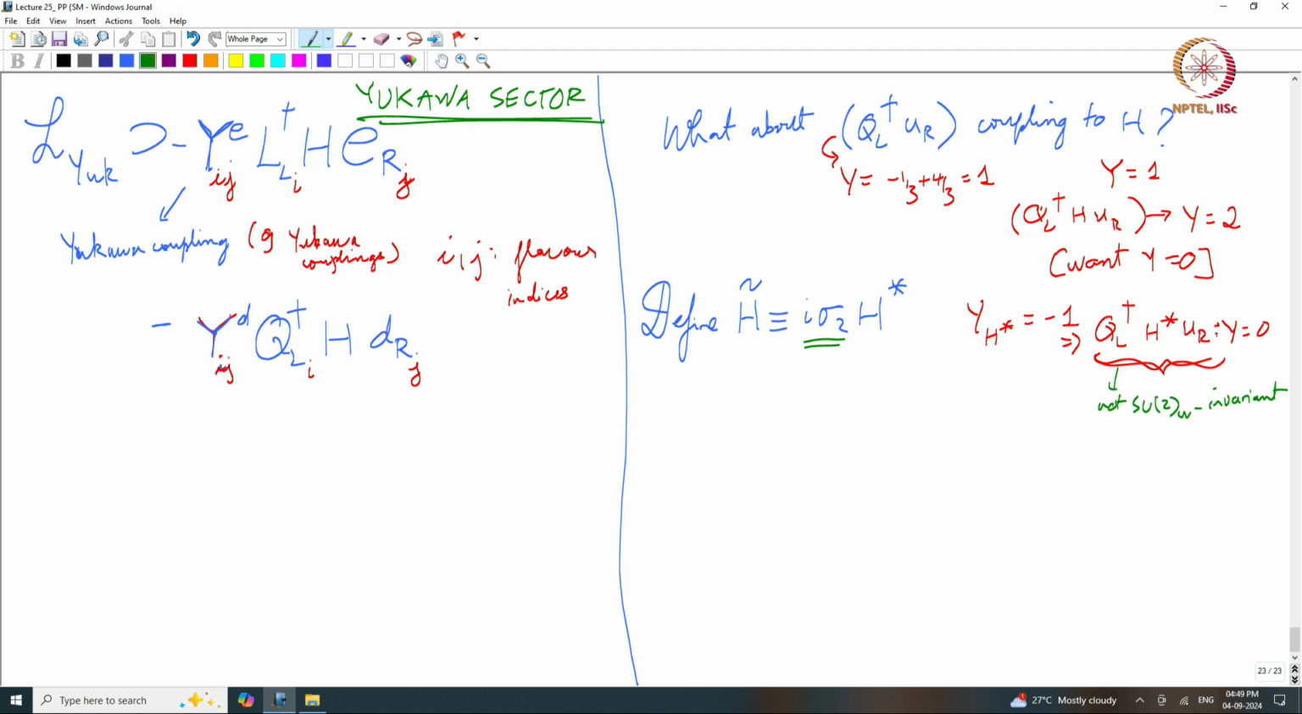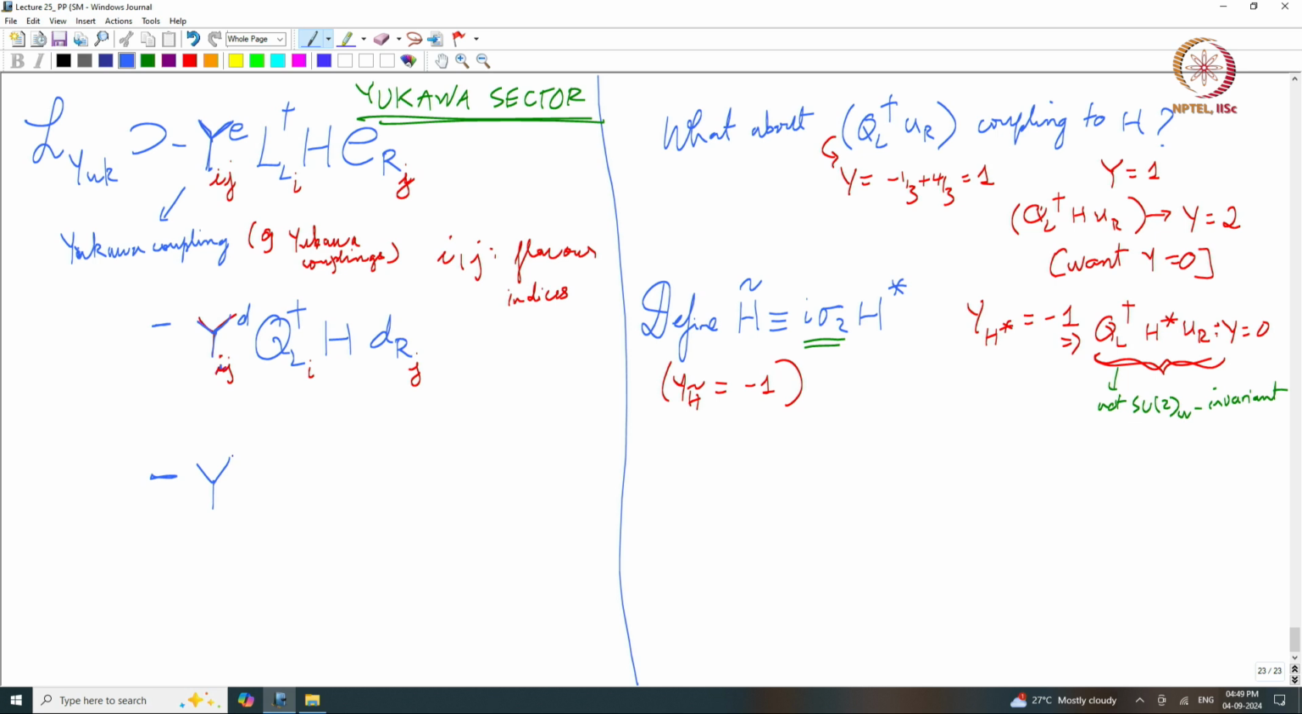If that is the case, first of all, you will also agree that the hypercharge of the H tilde field is also minus 1, because you know the Pauli matrix obviously doesn't carry any hypercharge. So H star's hypercharge is what it is. Okay, so that is what I define as my new field, if you want to call it that. Okay, then I can now write down one more term here.